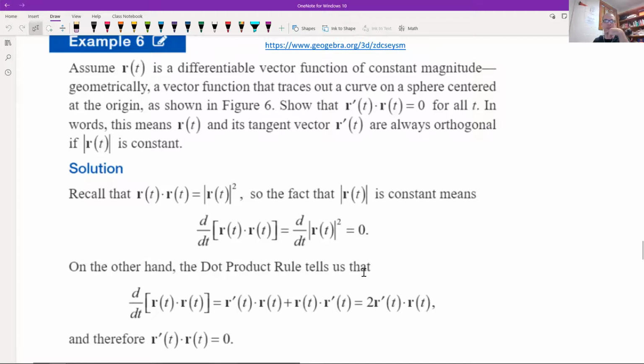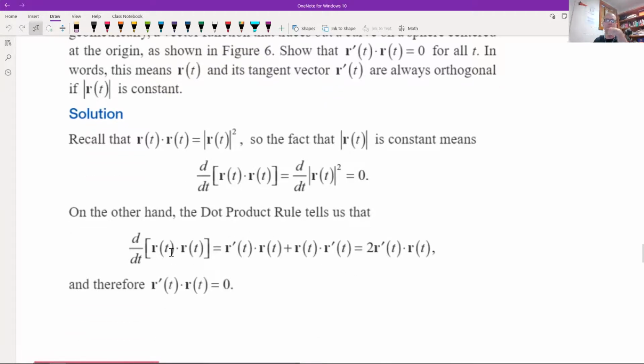On the other hand, if you use the dot product rule, you multiply it out and you get some primes, and you get 2 times r prime dotted with r. Equating those two ways of looking at the derivative of r of t dotted with r of t shows you that when you divide both sides by 2, r prime of t dotted with r of t is equal to 0, meaning that the tangent vector is perpendicular to the position vector.